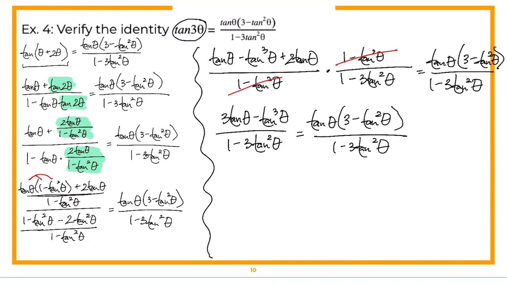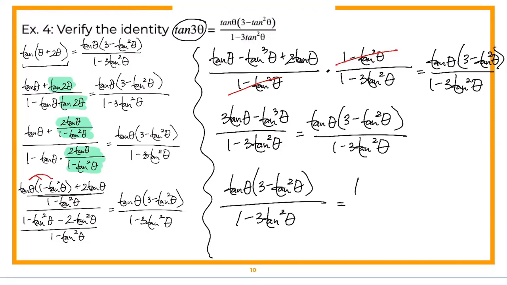All right, we are in our home stretch. The last thing we have to do on the top, let's factor out our greatest common factor, which is tangent. And now we've got the same numerator as the right-hand side. And we've already matched our denominator. And so we have verified this identity.